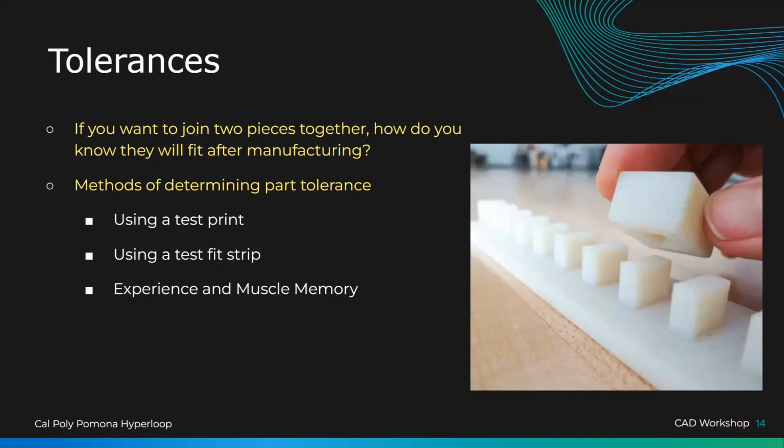So that's why you do things like test prints or test fit strips, so that you can see right here when you 3D print. Before you manufacture something big and important that you'd waste a lot of time on, you make one of these little test strips to make sure that your tolerances fit, so you can fine tune your dimensions.